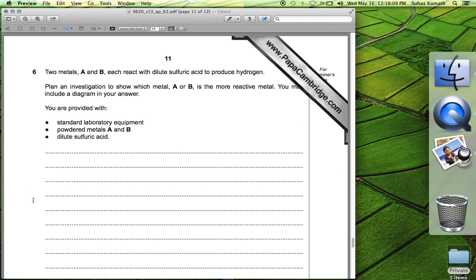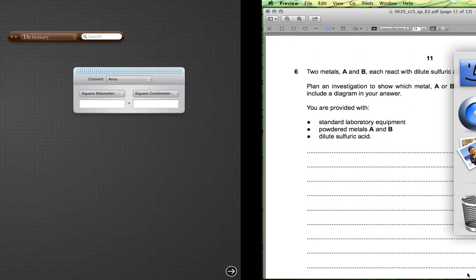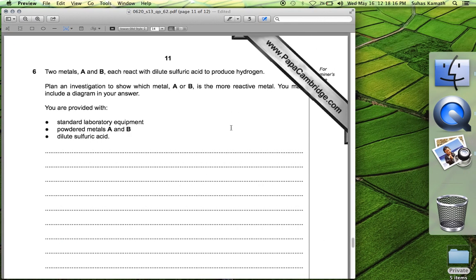Two metals A and B each react with dilute sulfuric acid to produce hydrogen. You can plan an investigation to show which metal, A or B, is the more reactive metal. You may include a diagram in your answer. So let's begin here. The different color because it's gonna get exciting now, very exciting. So I'm gonna use orange, the heat color.